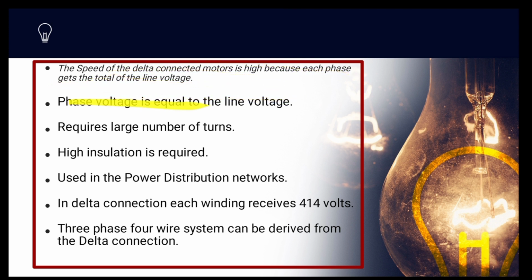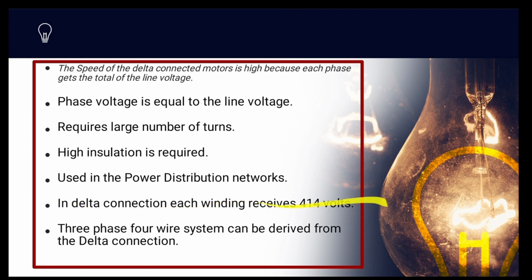Phase voltage is equal to the line voltage. It requires a large number of turns. High insulation is required for the delta. Used in power distribution. You see, the star is used for power transmission, but the delta is mostly used in power distribution.